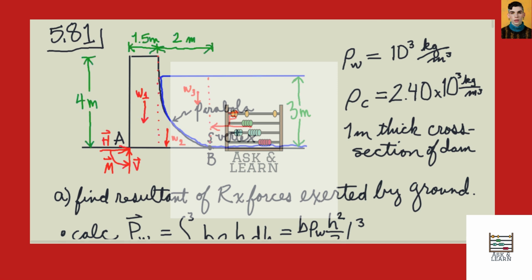Now, this problem is in SI units, so our density of water will use 1,000 kilograms per cubic meter. Density of concrete is 2.4 times 10 to the third kilograms per cubic meter. And they ask us to calculate this for a 1 meter thick cross section of the dam. That would be 1 meter into the plane of the page.